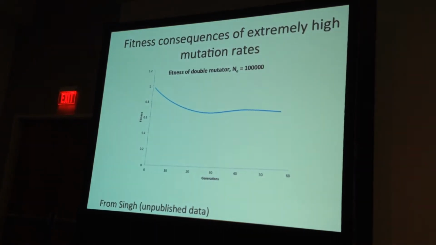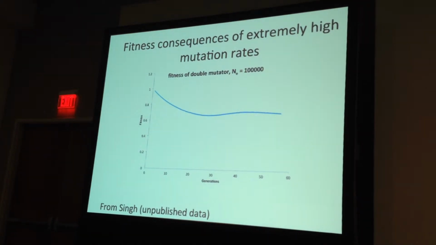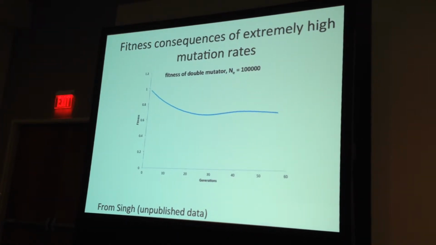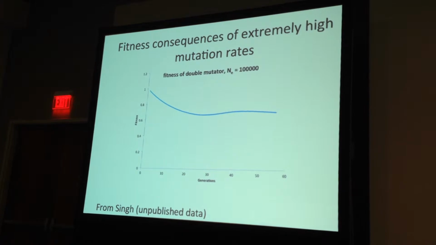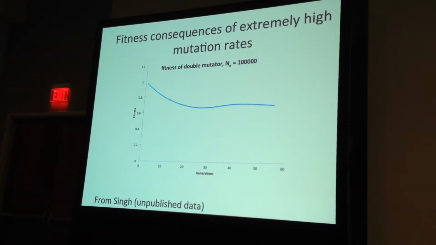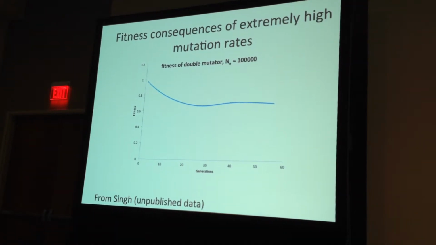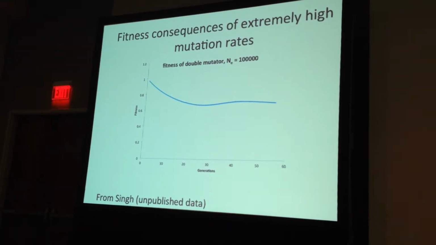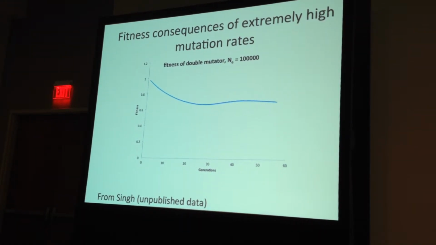So I have some simulation results here. NE is effective population size here. What I'm graphing is fitness on the y-axis, and on the x-axis we have time in generations. If you look at it, over time, the fitness tends to decline in populations that have extremely high mutation rates. And this is the prediction that correlates with theory as well. These are simulations that I've done myself.